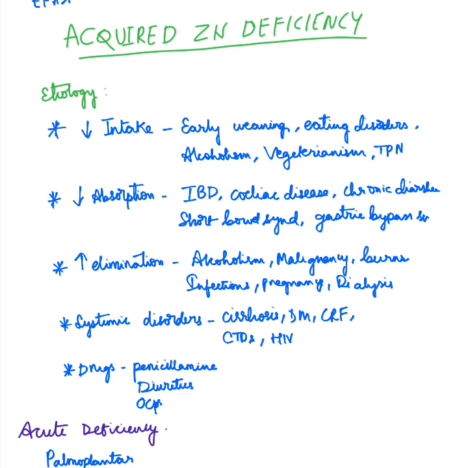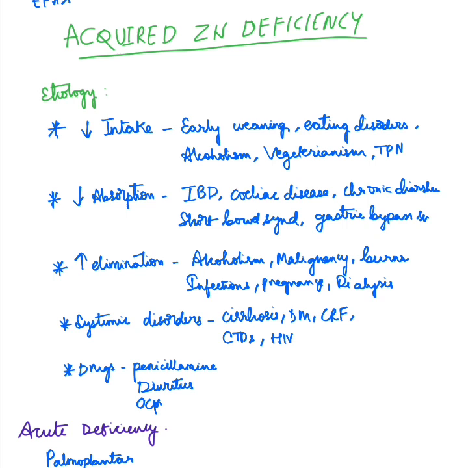Coming to acquired zinc deficiency, it is seen in other age groups where there is a deficiency of zinc not related to any gene mutation. Coming to the etiology, it can be because of decreased intake, such as in early weaning, eating disorders, alcoholism, vegetarianism, or total parenteral nutrition that is deficient in zinc, or when there is decreased absorption in case of inflammatory bowel disease, celiac disease, chronic diarrhea, short bowel syndrome, and gastric bypass surgery, with celiac disease and chronic diarrhea causing increased losses.